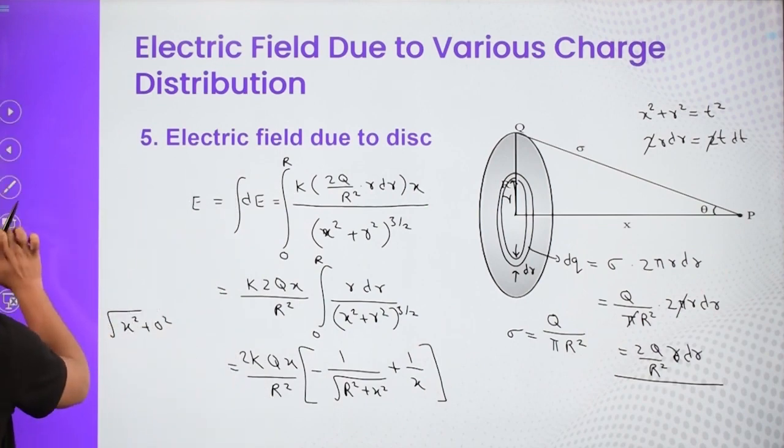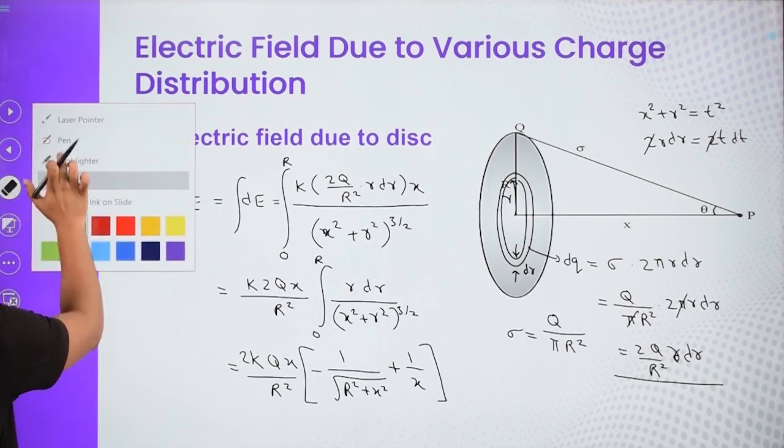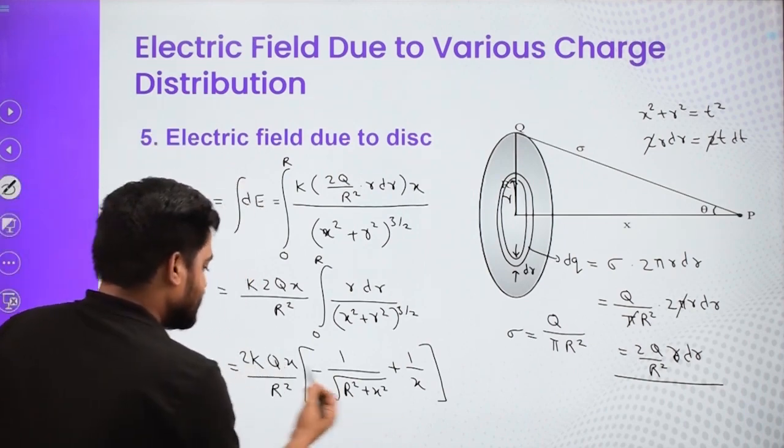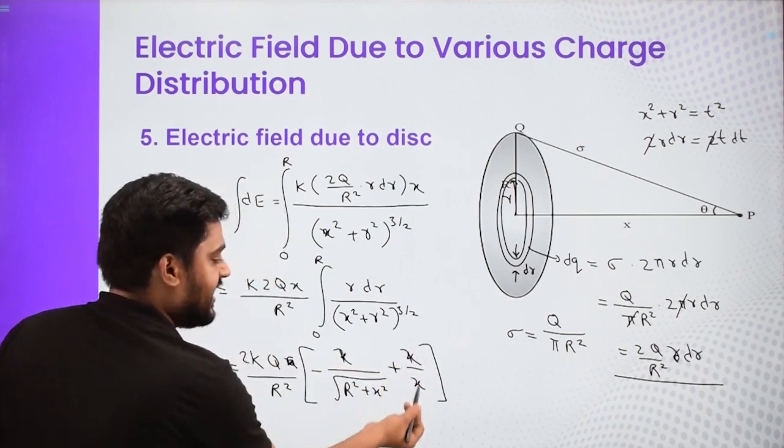And this is going to be my answer. So let us try to simplify our answer and make it a proper formula to remember. So now this x goes inside. So this x is going inside, and this is x. So this x by x is 1.